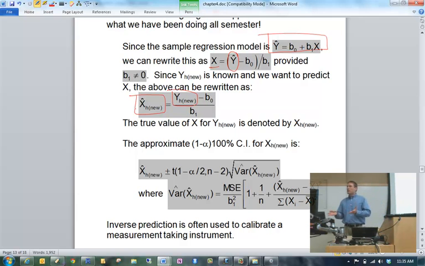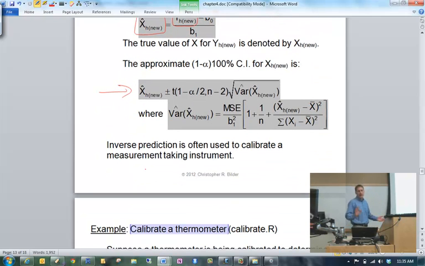And as you might expect, this prediction is not going to be perfect. It's not going to get at x new exactly. So what do we do? We form confidence intervals for cases like this, just like what we've done in the past for other similar situations. One can show that the approximate 1 minus alpha times 100% confidence interval for x new is this expression here. Notice the form. As we've seen before, we have an estimate, we take plus or minus a value from some distribution, in this case a t-distribution, times the square root of the estimated variance of the estimate. That's a very common form that we use for confidence intervals.